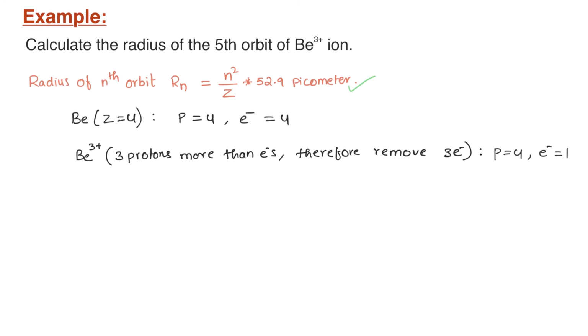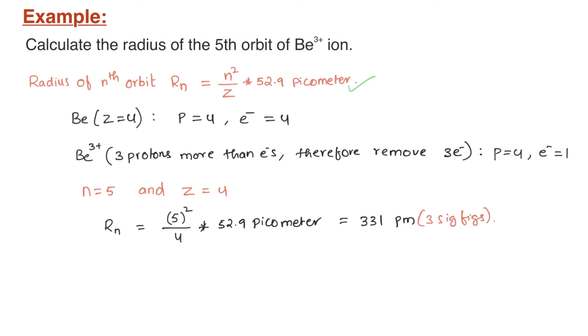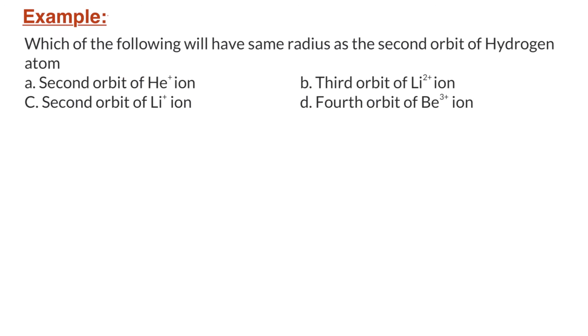The n value is equal to 5 and the Z value is equal to 4. We are going to plug in these values in the equation for Rn, which is Rn equals n squared over Z times 52.9 picometers. Solving for it, we end up getting 331 picometers. Let us do another example.